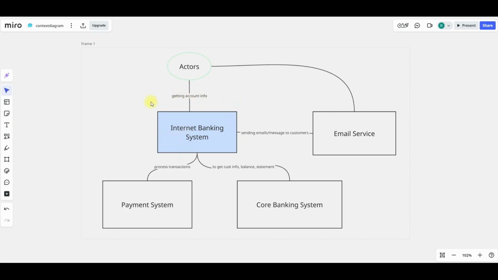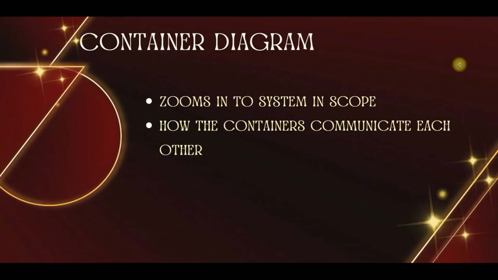So container diagrams talk about this particular piece, which is the system in scope, and all the containers identified inside the system and how they communicate with each other is what we are going to discuss in the container diagrams. Like we discussed, the container diagram zooms into the system in scope and how the containers communicate with each other. Containers are part of the system.